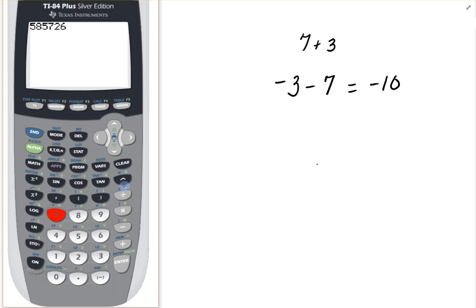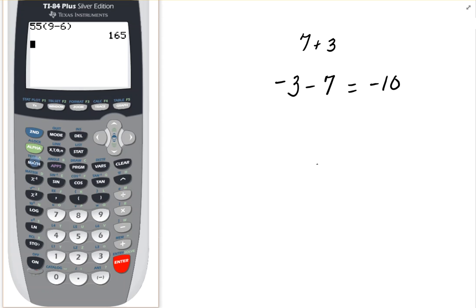You have parentheses. So if you had 55, parentheses, 9 minus 6, close parentheses, it will do the order of operations, and you will get the equivalent of 55 times 3.